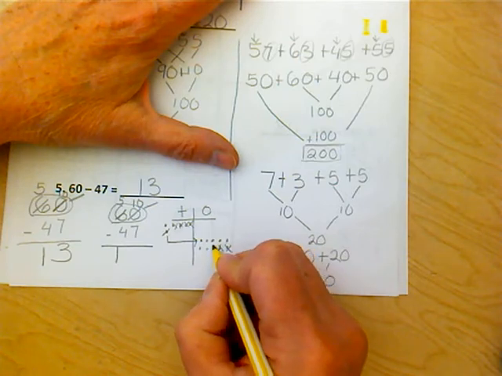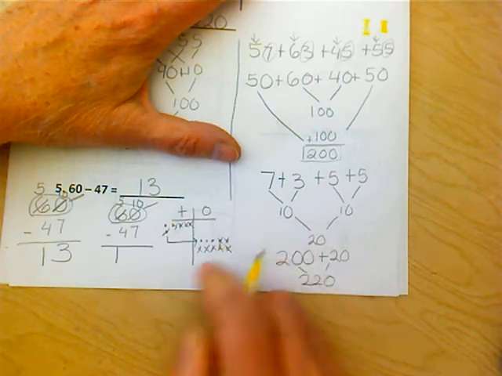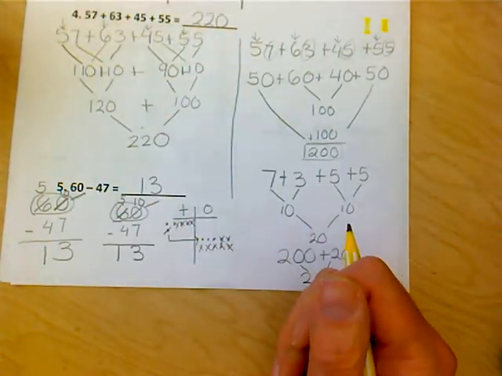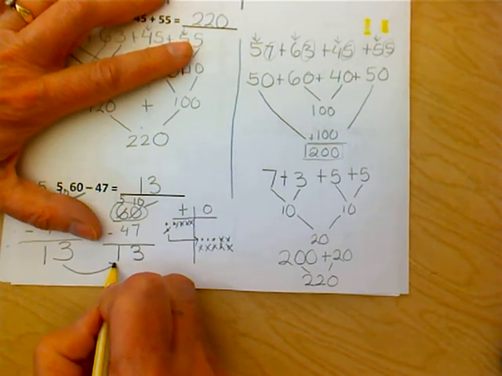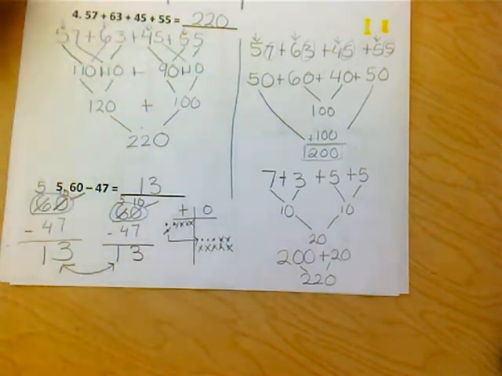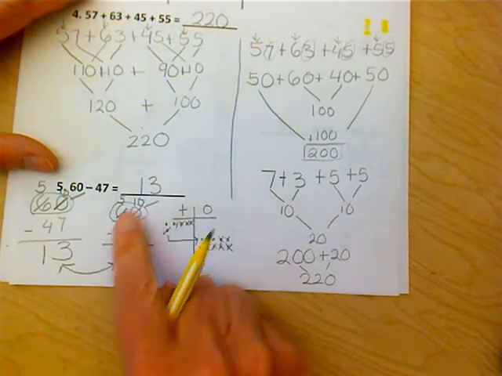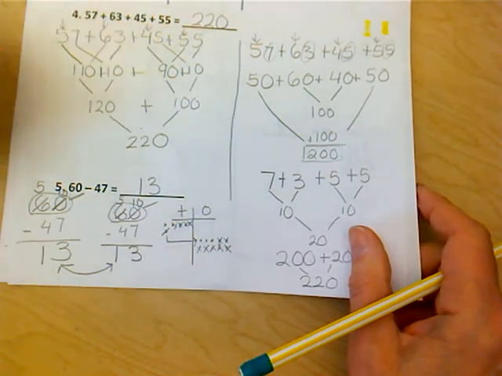1, 2, 3, 4, 5, 6, 7. That leaves me with 3 ones. Then I should have done the 10s. Sorry, my bad. I got a little bit ahead of myself. But both differences are showing 13. And whether you do it the decompose a 10 method or using the chip model, as long as you can show and justify your work, we'll be happy.